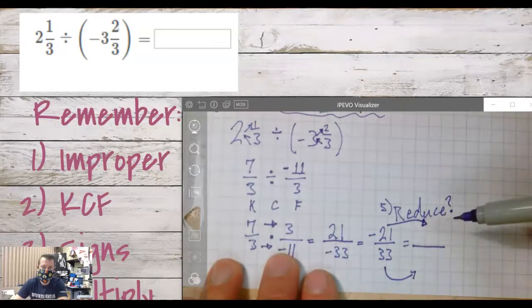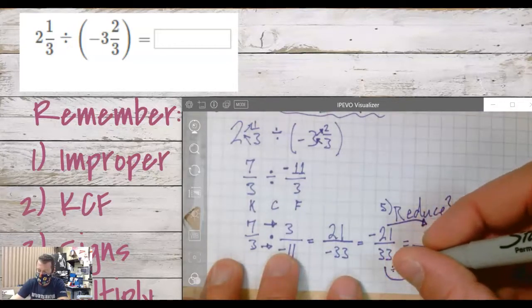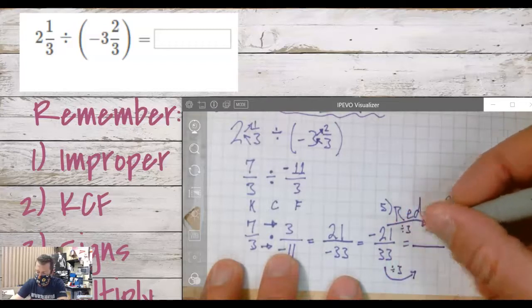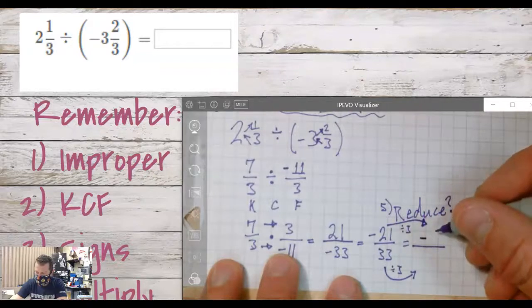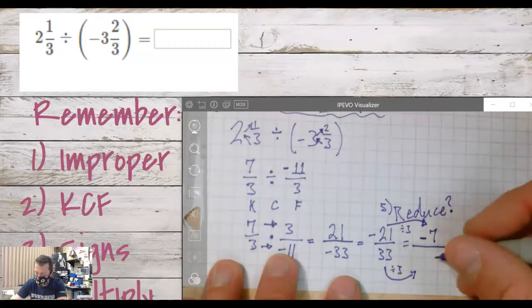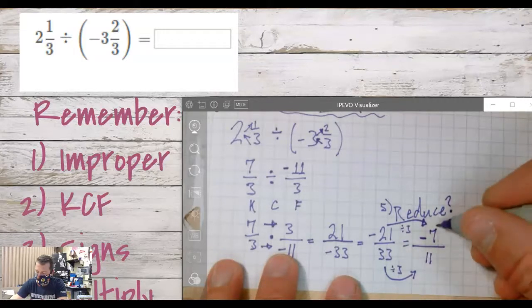Oh, 3, right? So 33 divides by 3. 21 divides by 3. Bring the negative. Don't forget about the negative. 21 divided by 3 is 7. 33 divided... Oh! Check this out.